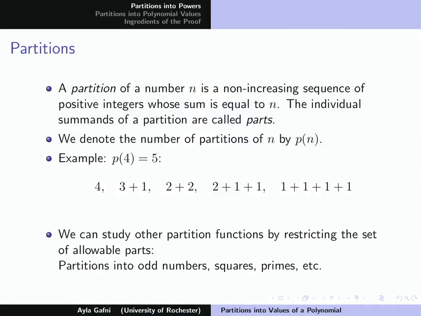There are lots of cases where it's interesting to look at different partition functions where you restrict what you're allowing as parts. So instead of allowing all the numbers, we might partition into only odd numbers, in which case there would only be 2 partitions of 4. Or we might look at only squares or prime numbers, things like this. So what I'm interested in is I'm going to restrict the set of allowable parts to be the sequence of values of some polynomial where you plug in integers into the polynomial, and then that's going to be the set that I'm partitioning by.